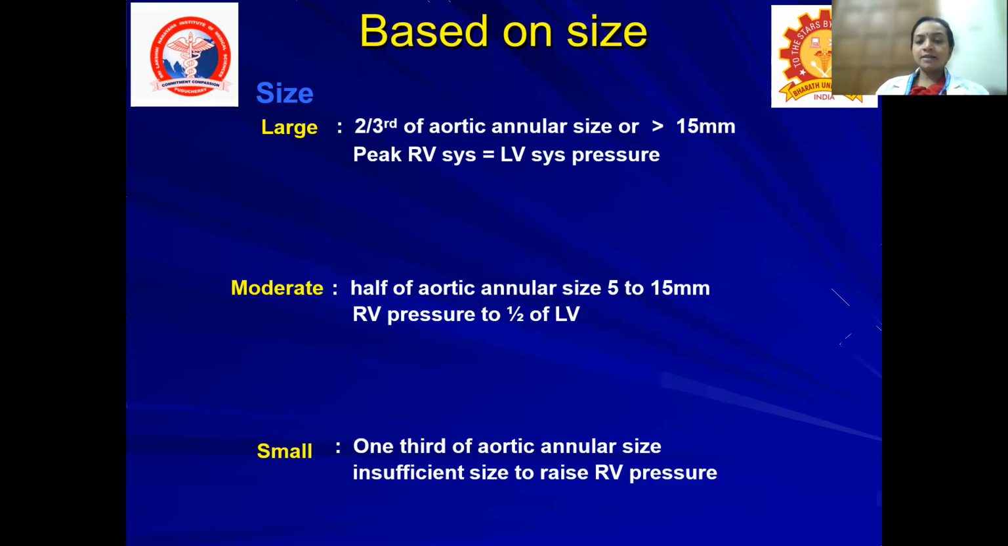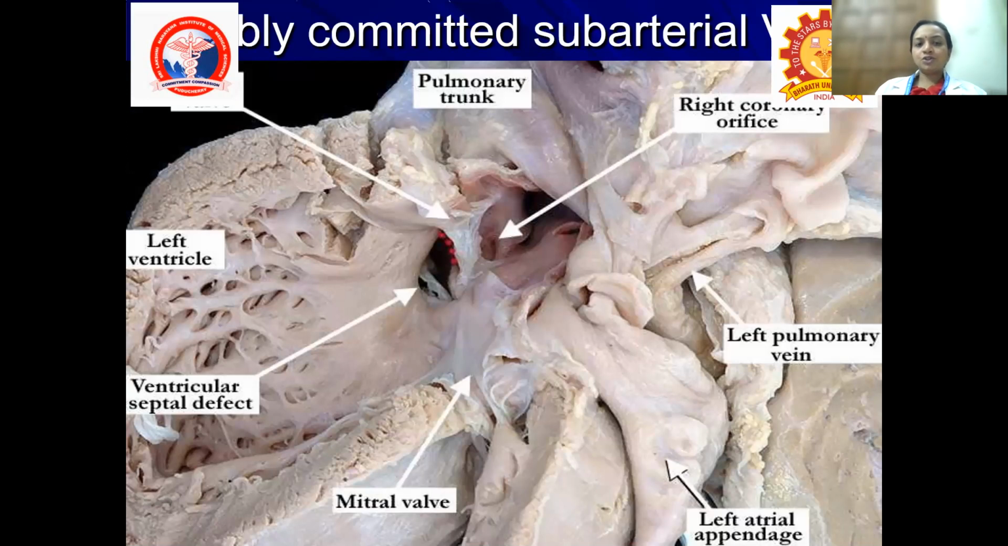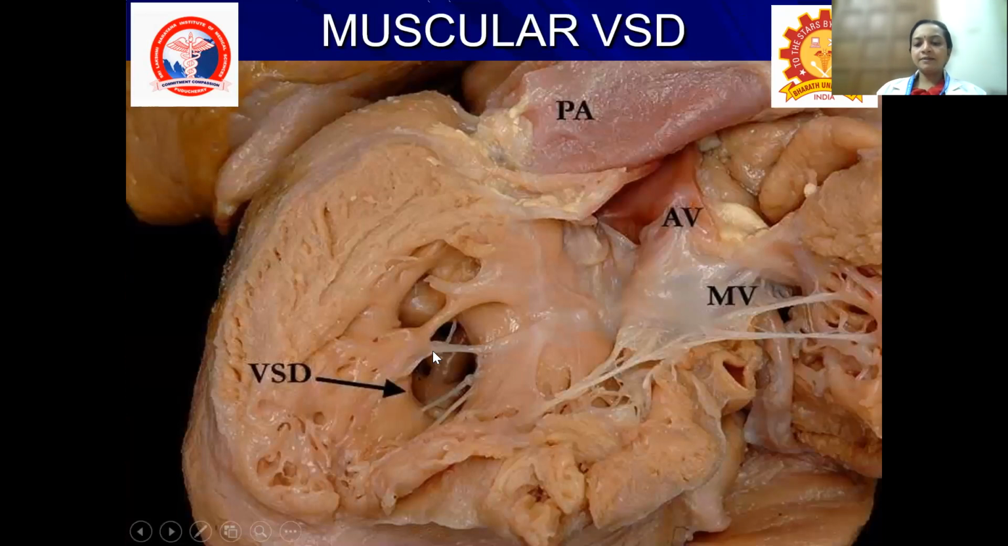In large VSDs, the size is more than 15 millimeters and almost two-thirds of the aortic annular size, and both the right and left ventricular pressures are usually equal. In moderate VSDs, the size is around 5 to 15 millimeters, about half the aortic annular size, and the right ventricular pressure is around half of the left ventricular pressure. Small VSDs are only about one-third of the aortic annular size, which is insufficient to raise the right ventricular pressures. This is a picture showing the doubly committed subarterial VSD. This is the muscular VSD.